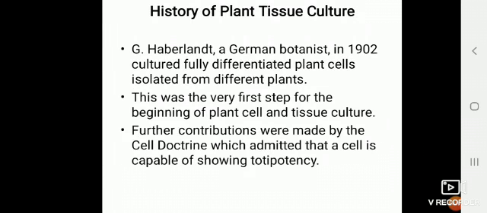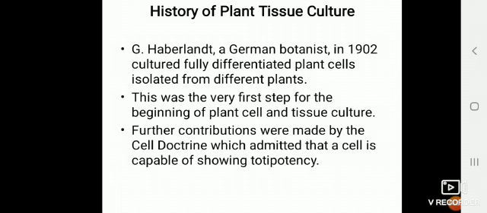History of plant tissue culture. The first work was by the German botanist G. Haberlandt, who in the year 1902 cultured fully differentiated plant cells isolated from different plants. This was a very early step in the beginning of plant cell and tissue culture.